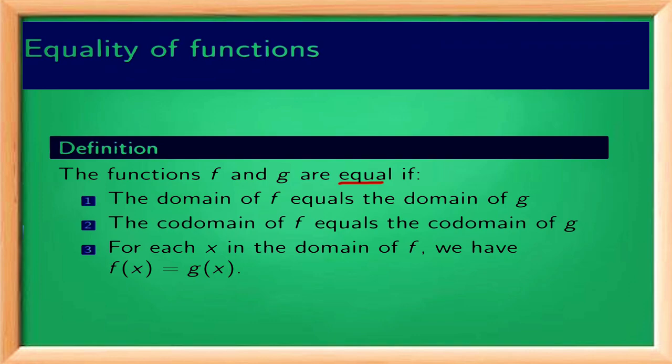The functions f and g are equal if three things happen. First of all, the domain of f has to equal the domain of g, the codomain of f has to equal the codomain of g, and then for every x in the domain, f of x has to equal g of x. So this is what happened with our last example, okay? The domains were equal for those two functions, going from the integers to the integers. The codomains were equal. And at every point in the domain of f, the functions agreed with each other.